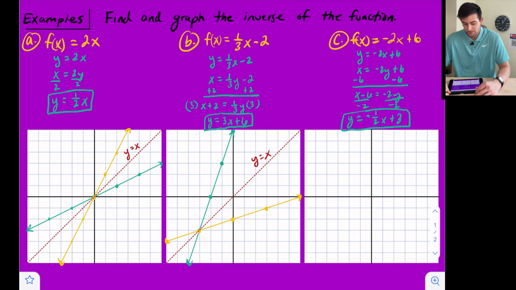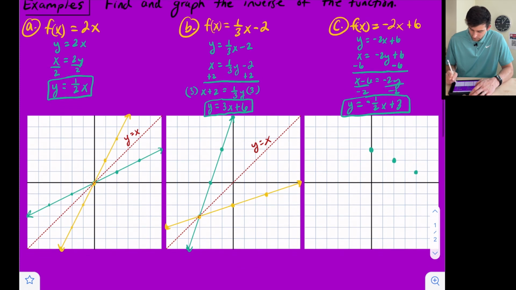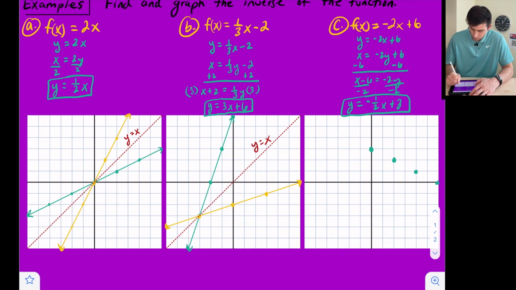Okay, so now let's go ahead and graph in our turquoise color our inverse function. So positive 3 would be our y-intercept, and our slope is negative 1/2. So we want to go down 1 and right 2, down 1 and right 2, down 1 and right 2. Or we could go up 1 and left 2. All right, so let's make our line here, put our arrows at the end.